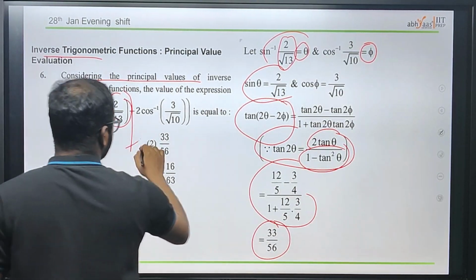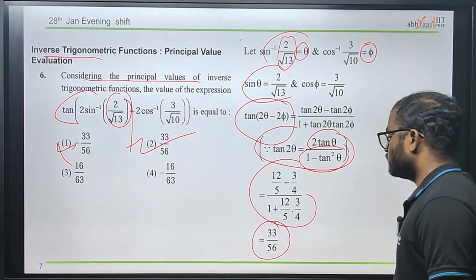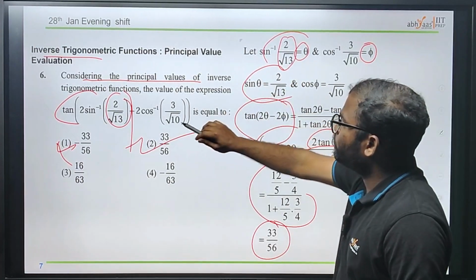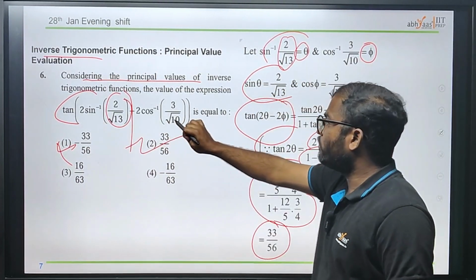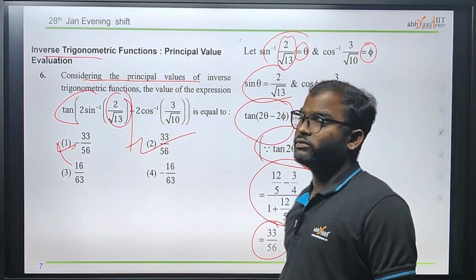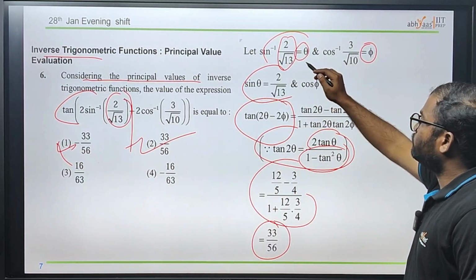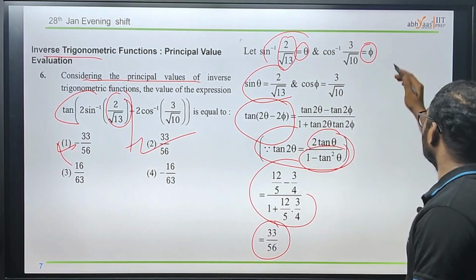The second option is the correct answer. That is the thing. We just have to think about how the expression can be converted. We just assumed it as equal to theta and as equal to phi.